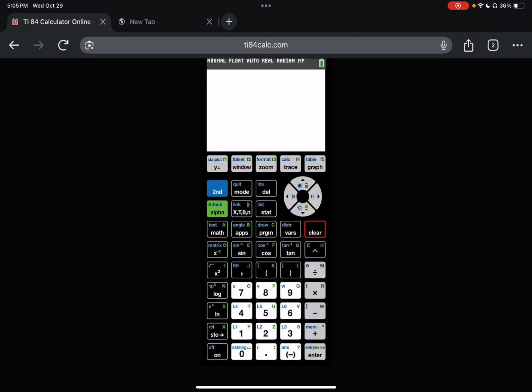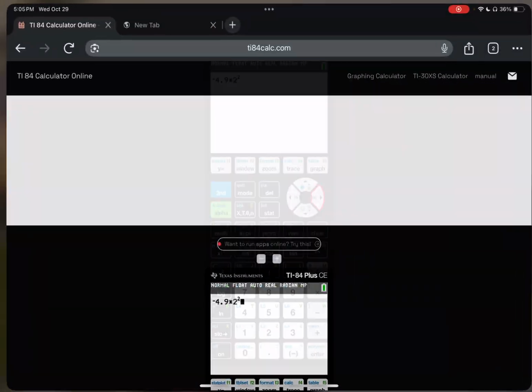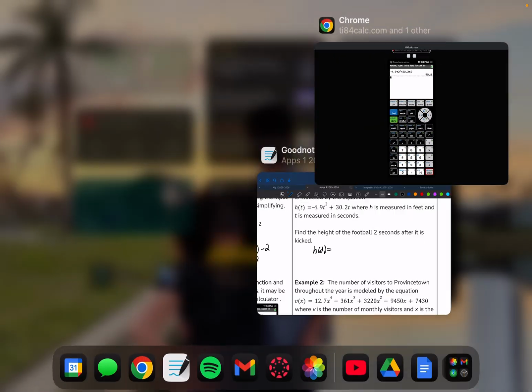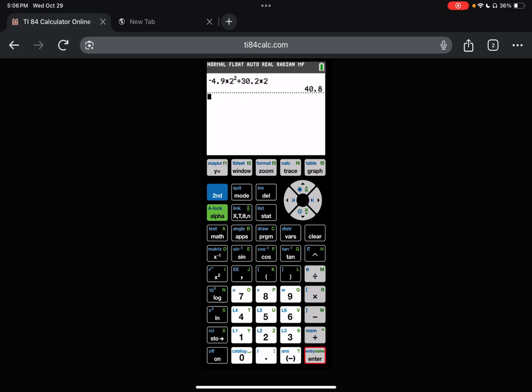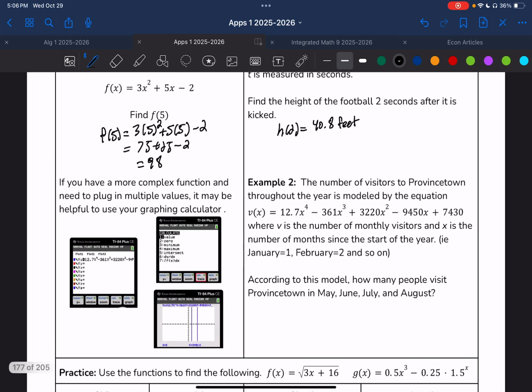We can do negative 4.9 times 2 squared, and then plus 30.2 times 2. And we see that the height is 40.8 feet after 2 seconds. So 40.8 feet. Make sure I did that math right: negative 4.9 times 2 squared plus 30.2 times 2 seems reasonable. That's easy enough to do.